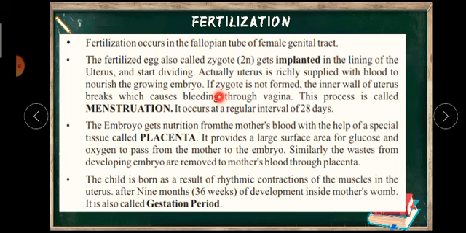Now if the zygote is not formed, that means the woman does not get pregnant, the inner wall of the uterus breaks, which causes bleeding through the vagina. This process is called menstruation, and it occurs at intervals of 28 days. You can note this down, students, these are very important. How does the embryo get nutrition? Once she gets pregnant, it gets nutrition from the mother's blood, as we have already discussed, with the help of a special tissue called the placenta.